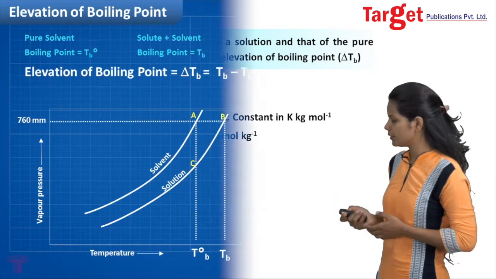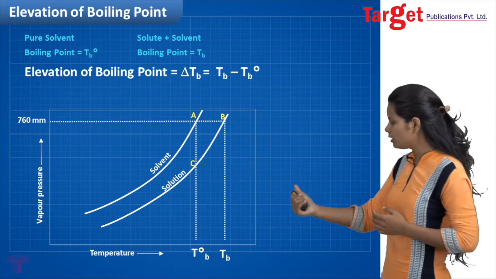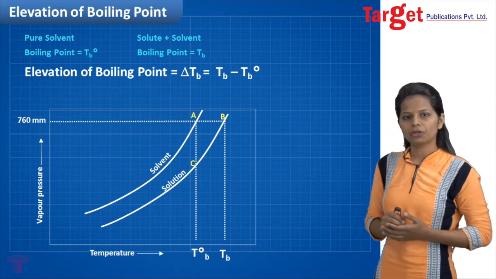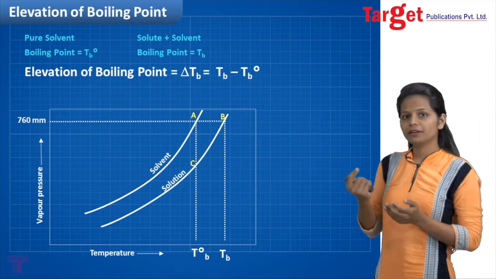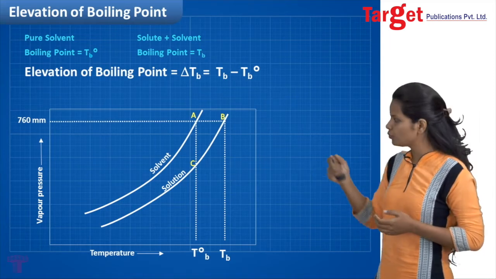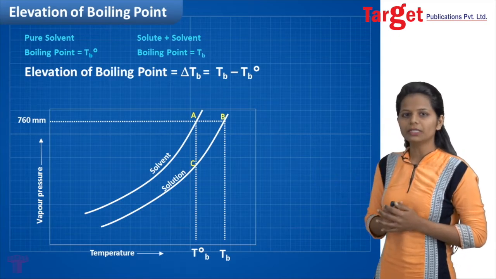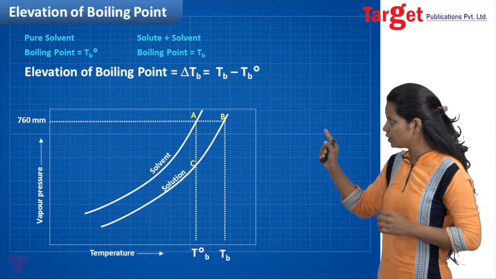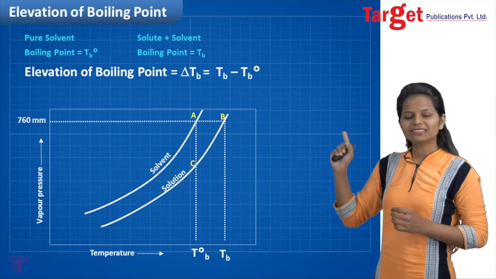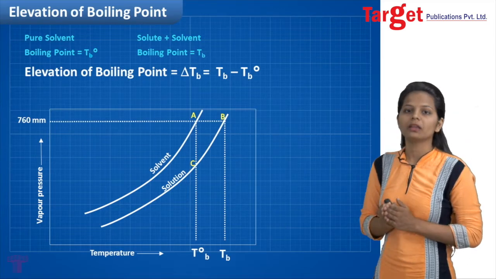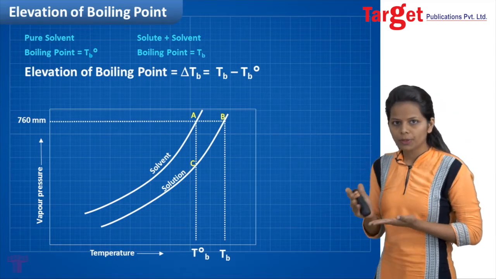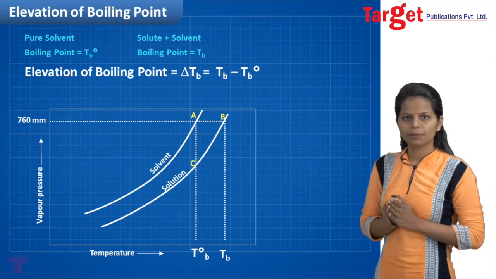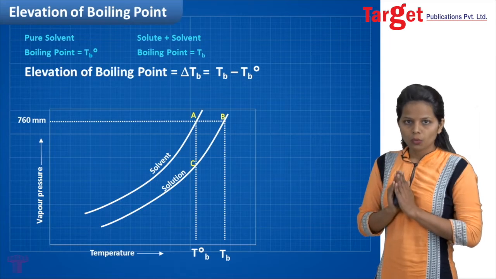Now, if you want to study this graphically, we've taken temperature on the x-axis and the vapor pressure of the solution and solvent on the y-axis. As you can see, there are 2 curves present in this graph. One is for the solvent and the other one is for the solution. If you notice the first curve in the graph, which is for the solvent, it is meeting the 760 millimeter mark at temperature T naught b. That means, at temperature T naught b, the vapor pressure of the liquid becomes equal to 1 atmospheric pressure, which is your 1 bar.